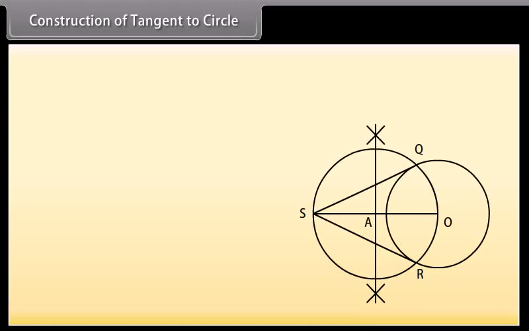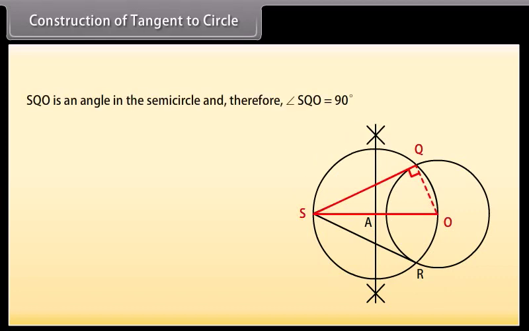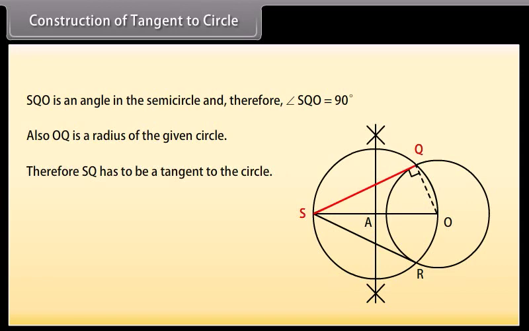Let us now check how this construction provides us the required tangents. Join OQ. We can now see that angle SQO is an angle in the semicircle and therefore angle SQO is equal to 90 degrees. Also, OQ is a radius of the given circle. Therefore, SQ has to be a tangent to the circle. Similarly, we can say that SR is also a tangent to the circle.